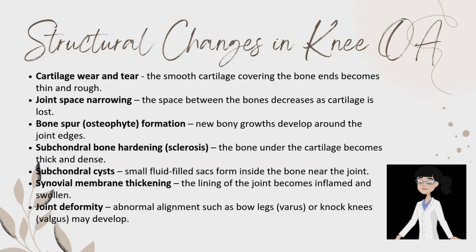Subchondral cysts, small fluid-filled sacs form inside the bone near the joint. Synovial membrane thickening, the lining of the joint becomes inflamed and swollen. Joint deformity, abnormal alignment such as bow legs, varus, or knock knees, valgus, may develop.